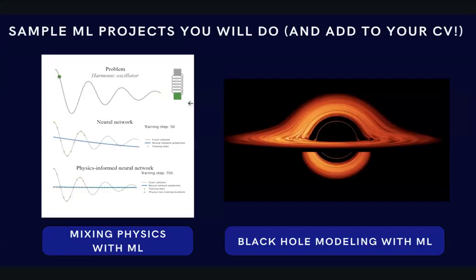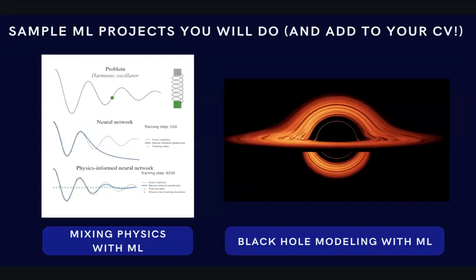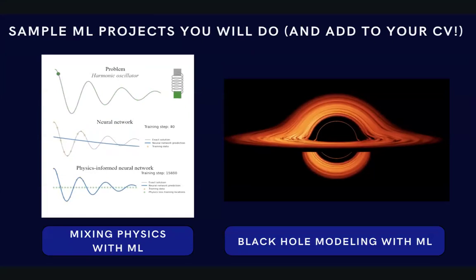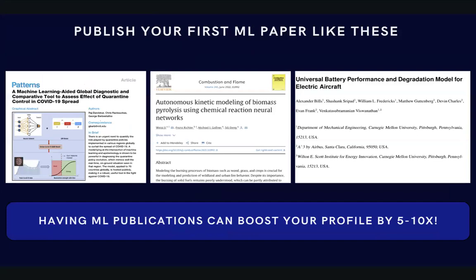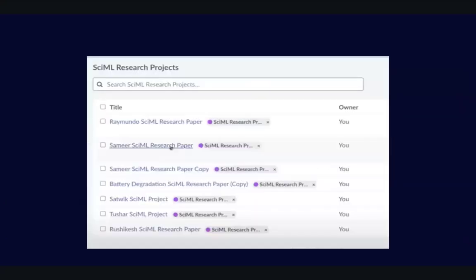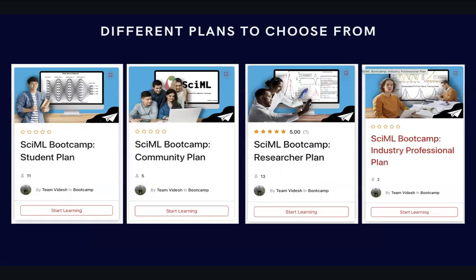Okay. These are some sample projects you will do. These are serious projects that you can successfully add to your resume also. All right. These are not toy projects. Now you can publish your papers in SciML. It can look something like this. It can elevate your profile by 5 to 10 times, whether you're trying to make a career shift, or whether you're trying to apply to grad schools. Okay. So anyway, writing a research paper is going to help you tremendously.